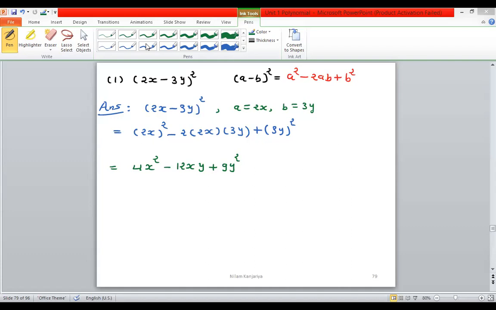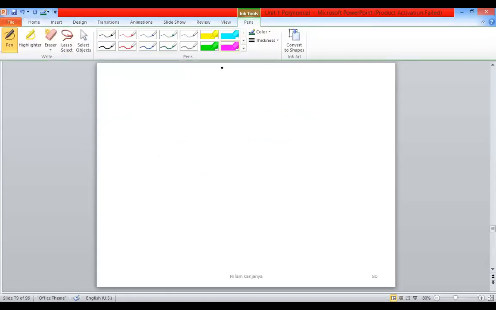Just wait. Yes. Number 2. First of all, tell me which identity here we can use. Number 2: 25 by 4x square minus y square by 9.